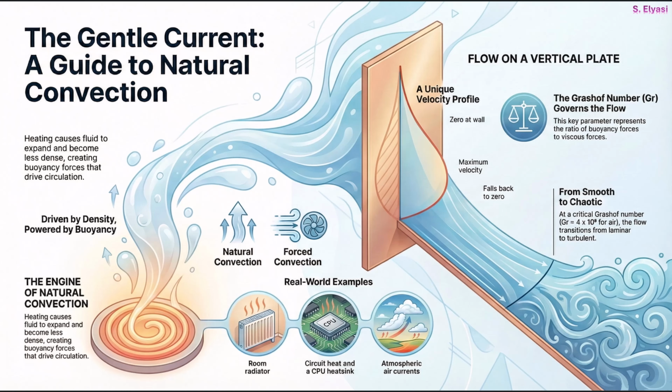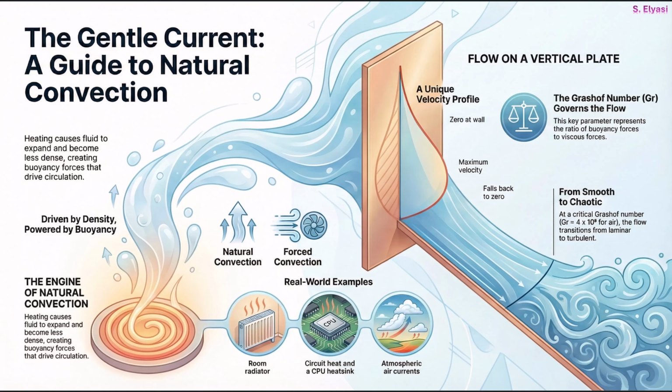Basically, it's a crucial ratio that tells us if the flow is going to be smooth and predictable or if it's going to break down into chaotic turbulence. And finally, you got to know the difference between natural and forced convection. Natural convection is totally spontaneous. It just happens because of those density changes. Forced convection, on the other hand, needs an external push, like from a fan.